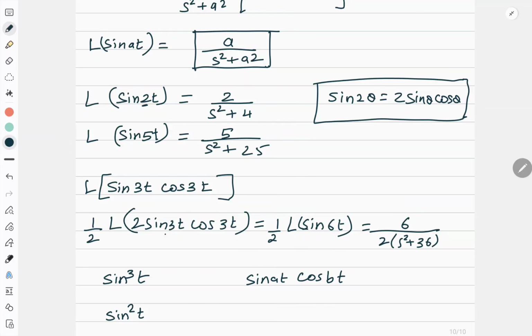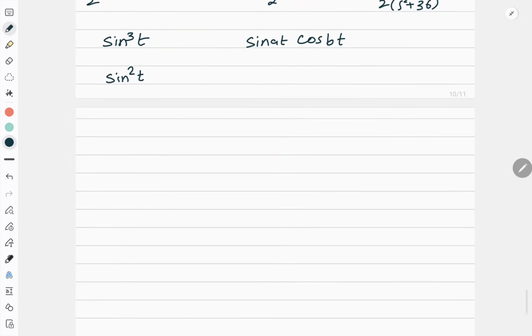So now we know what is the Laplace transform of constant, constant upon s. What is the Laplace transform of exponential, e to the power at, 1 upon s minus a. From that we can derive cos hyperbolic, sine hyperbolic and a to the power t. Then sine at is a upon s square plus a square. Okay, now let us do cos at.